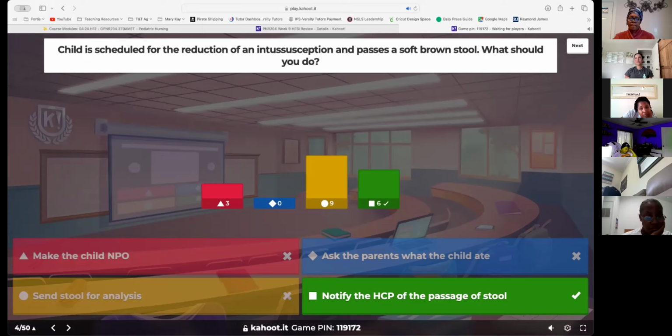So intussusception, that's where the bowel slips into itself, and is one of those conditions that can usually resolve on its own. So if we have a child that is scheduled for a reduction and they're passing stool on their own, then that means that it probably has corrected itself and we no longer need surgery. So we're going to notify the healthcare provider and see what our next steps are going to be.